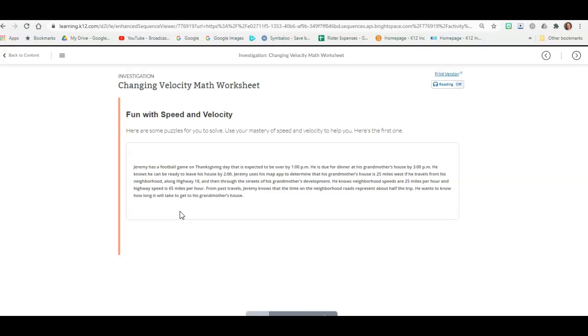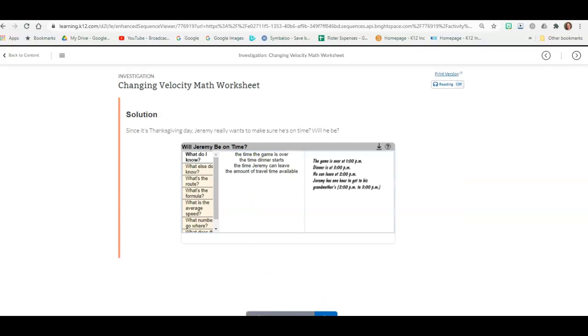He knows the neighborhood speeds are 25 miles per hour and highway speed is 65 miles per hour. From past travels, Jeremy knows that the time on the neighborhood roads represent about half of the trip. So he wants to know how long it's going to take to get to his grandmother's house. So we have a lot of information here. And this will walk you through each step of it. Since it's Thanksgiving Day, Jeremy wants to make sure he'll be on time. So let's see if we can figure out if he will be. What do I know? We know that the time the game is over, it's at 1.